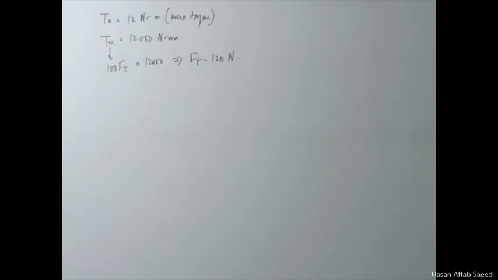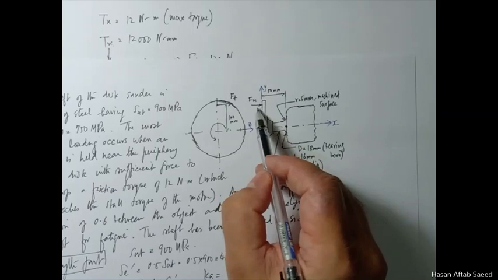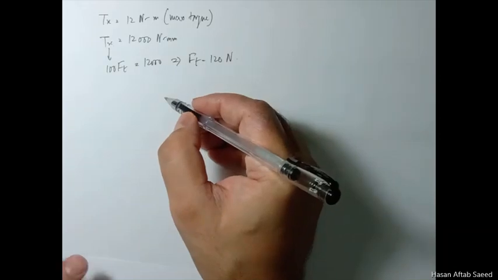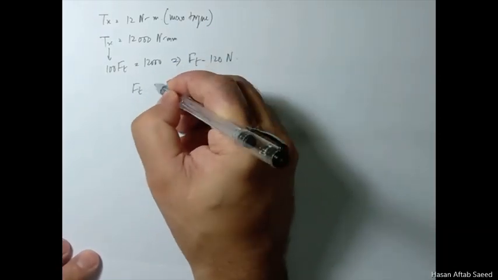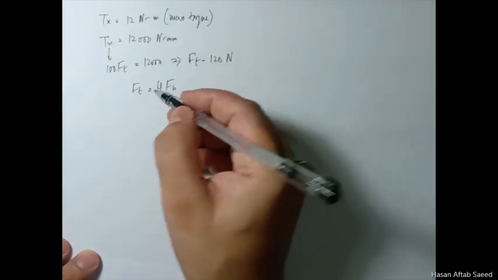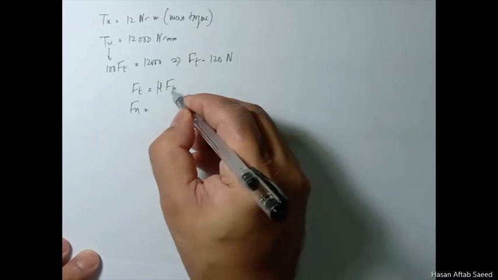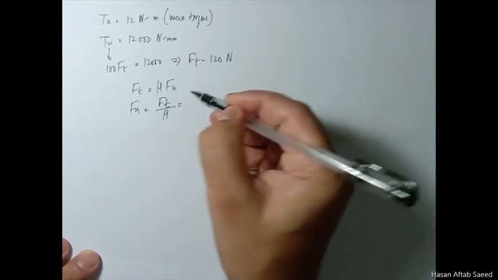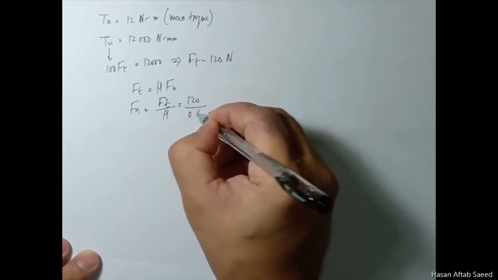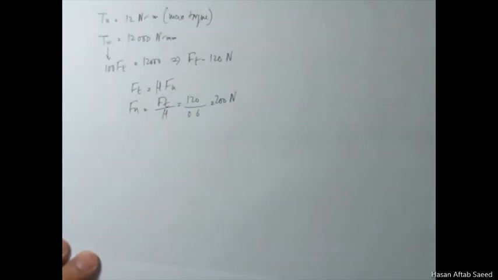What about Fx? Let's move on. What is the relationship between Fn, sorry, F and Ft? You apply this Fn force, and because of friction, this Ft generates. The relationship is a very familiar one between Ft and Fn. Ft is equal to mu times Fn. This is the coefficient of friction, and the coefficient of friction has been given as 0.6 for this case. So if you need the value of Fn, this is simply Ft over mu, and then you have 120 over 0.6, which is 200 newtons.